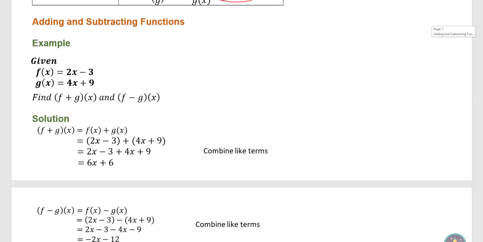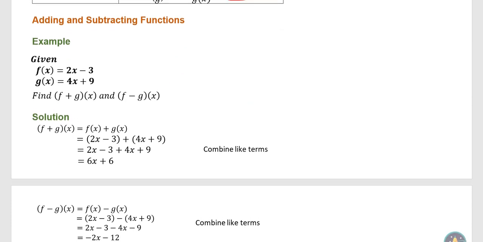Let's look at some examples. So given f of x equals 2x minus 3, and given a function g of x equaling 4x plus 9, find f plus g of x and f minus g of x. So f plus g of x is again just the sum of the full function f of x and the full function g of x. So that gives me 2x minus 3, plus 4x plus 9. Very simple, very straightforward. Combining like terms, we have 2x and 4x, and then minus 3 and plus 9, and then in the end, by combining like terms, we get 6x plus 6.